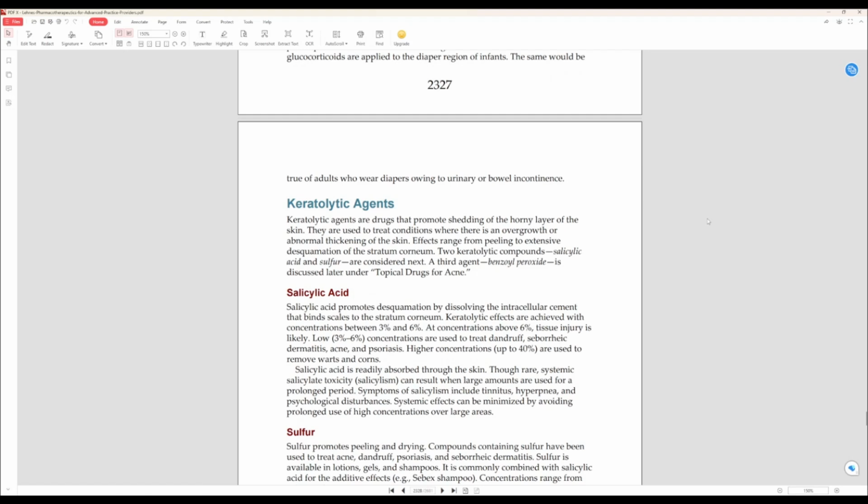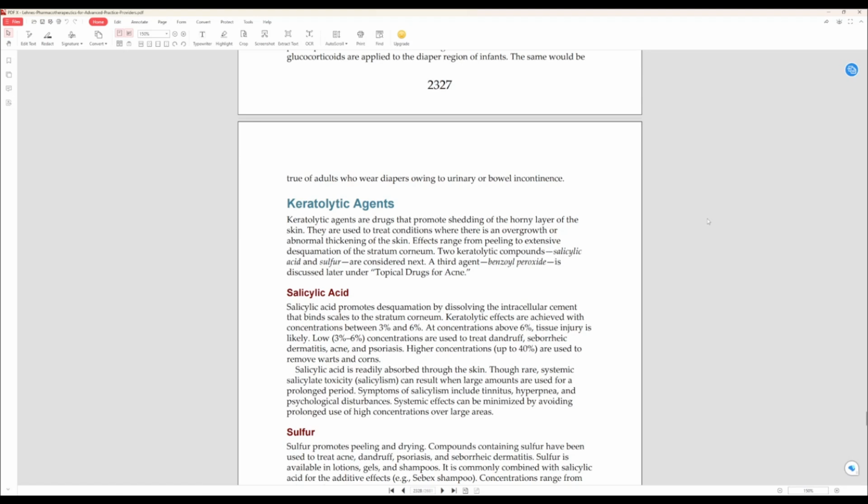So, speaking on salicylic acid: salicylic acid promotes desquamation by dissolving the intracellular cement that binds scales to the stratum corneum. Keratolytic effects are achieved with concentrations between 3 and 6%. At a concentration above 6%, tissue injury is likely.